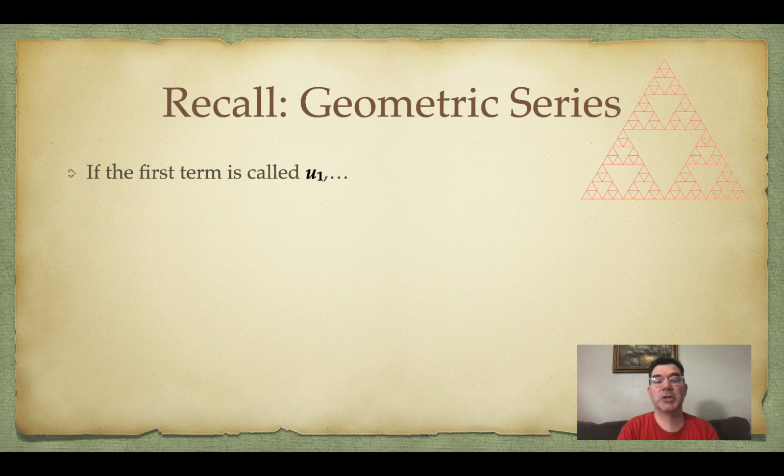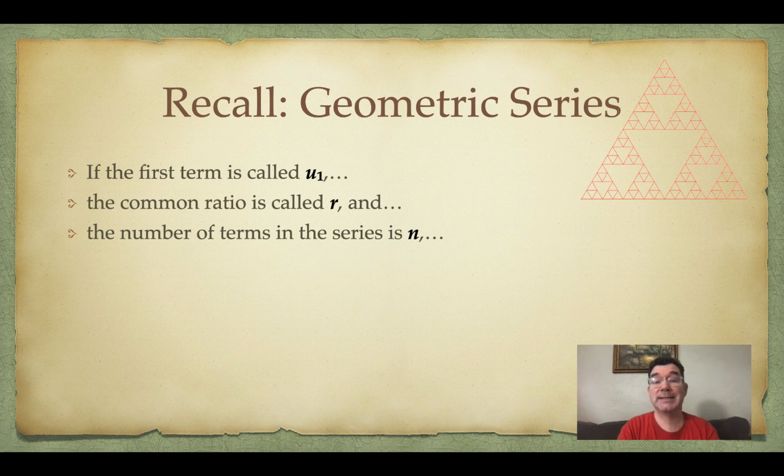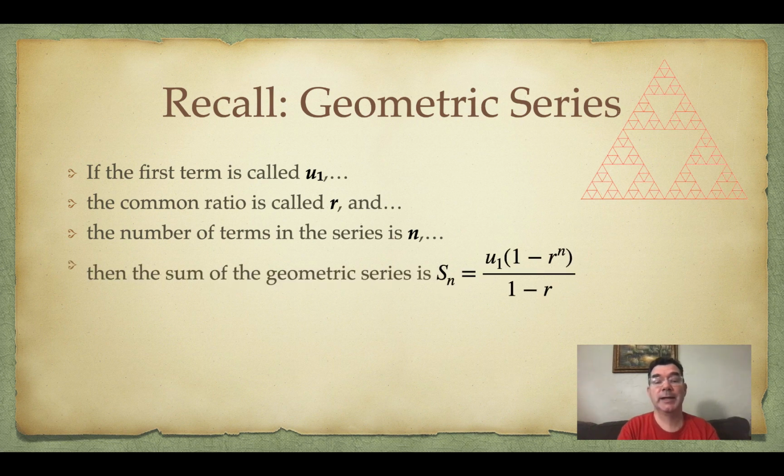If the first term is called U1 and the common ratio is called R and the number of terms in the series is N, then this formula gives me the sum of that geometric series. So we've learned that in a previous lesson. And sometimes they call U1 A, but just get used to both of those notations. Sometimes it's called A, sometimes it's called U1.